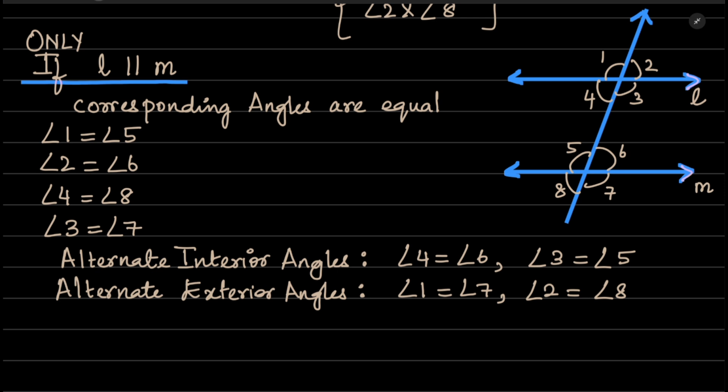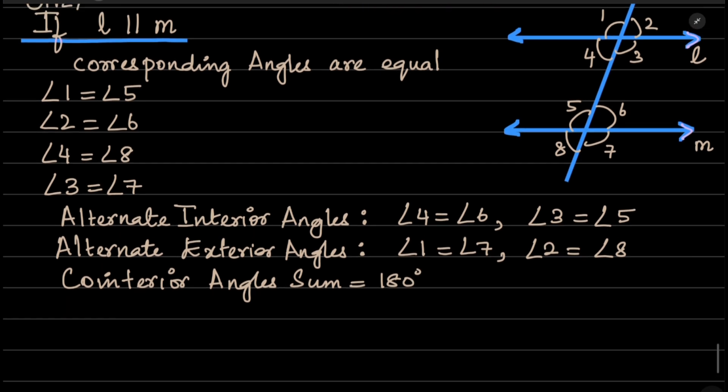The sum of the co-interior angles is 180. Okay. The co-interior angles sum is equal to 180. Now you know what co-interior angles are, right? Angle 4 plus angle 5 is equal to 180 degrees and then angle 3 plus angle 6 is equal to 180 degrees.